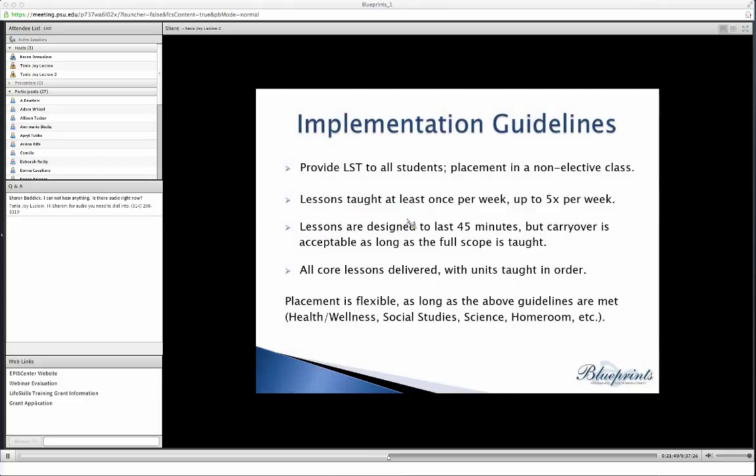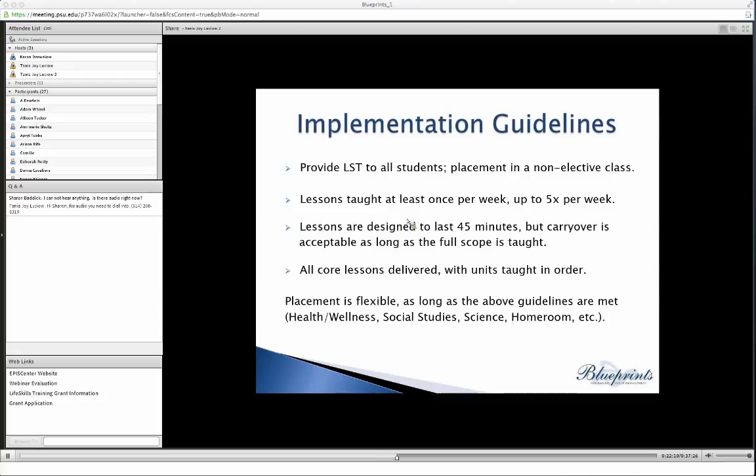Okay, so we do have some implementation guidelines in order for this program to be implemented with fidelity. This is kind of what we're looking for from our grantees when they're applying for this. The first is for them to reach all eligible students. This means that the program should be implemented in a non-elective class. This is because it is a universal prevention program, so we want to make sure that all students can benefit from this program.